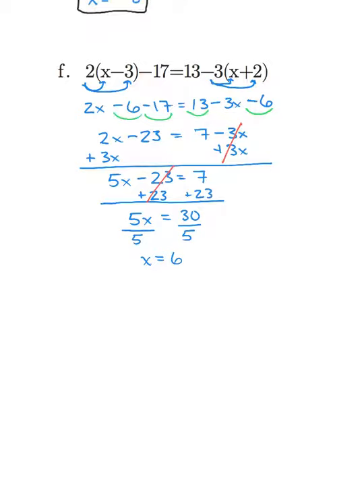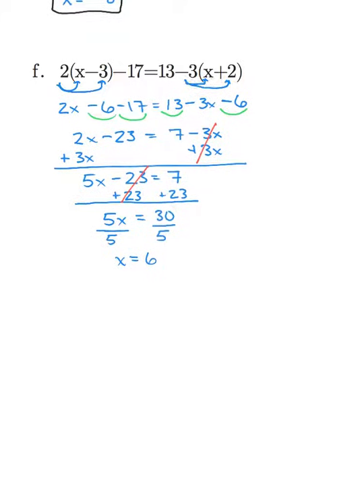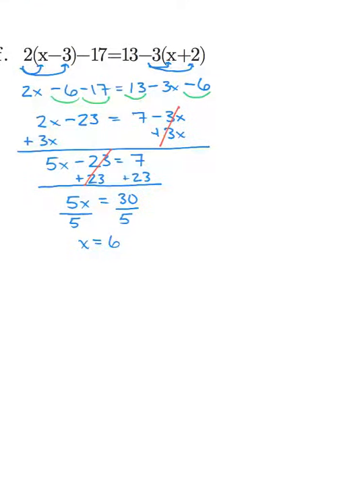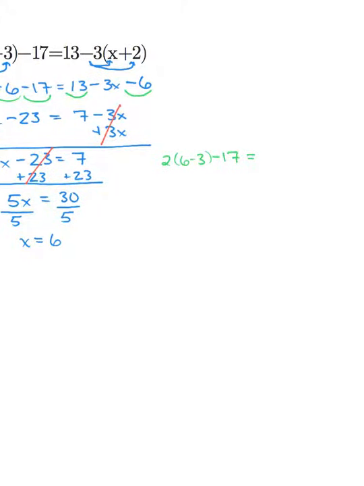Okay, so last step, let's go ahead and check our solution. If we go ahead and plug this number into the original equation, we get 2 times 6 minus 3 minus 17 equals 13 minus 3 times 6 plus 2.